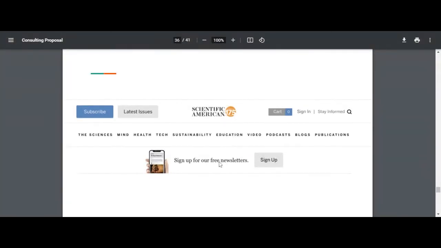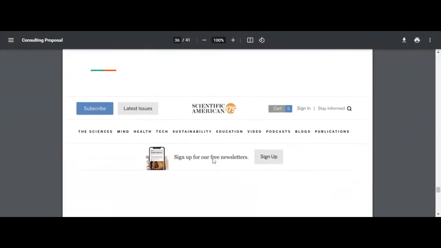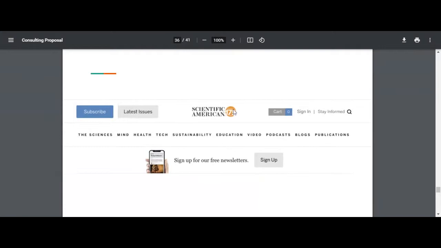So what do we have in this particular page? Subscribe, latest issue, scientific card. Okay, so perhaps the order. This is a Scientific American magazine, so I can subscribe. They have subscribe as one of their first, the latest issues. So these are the latest issues from the magazine.